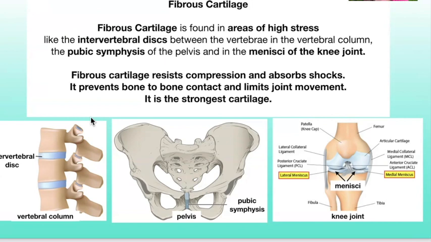So you can imagine looking at the intervertebral discs, how helpful it is that fibrocartilage is able to resist compression and absorb shocks. Therefore, when we run or jump up and down, our vertebrae, which are stacked one on top of another, are held apart, and any shocks through our vertebral column are absorbed by our intervertebral discs.